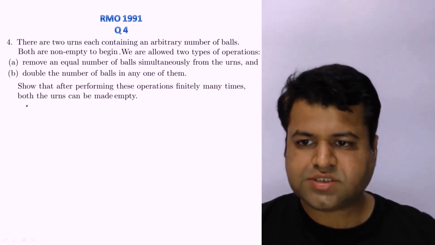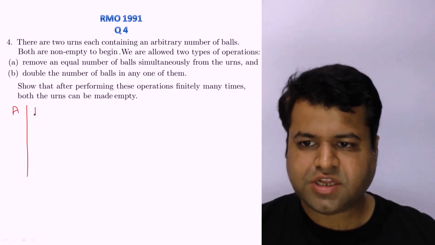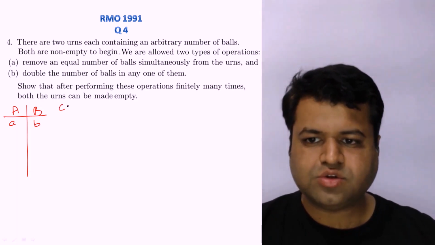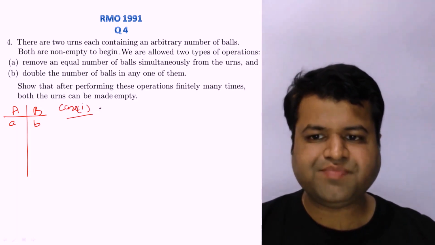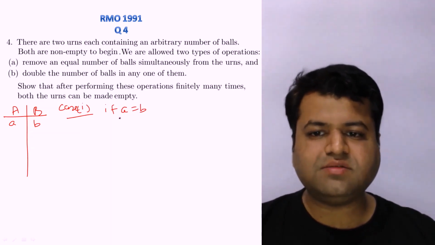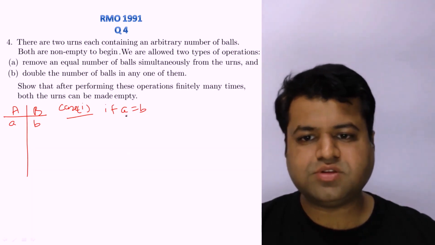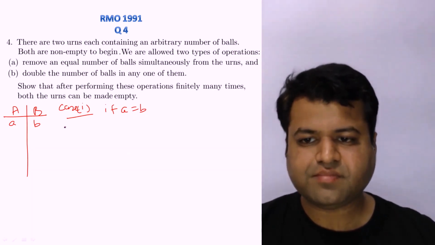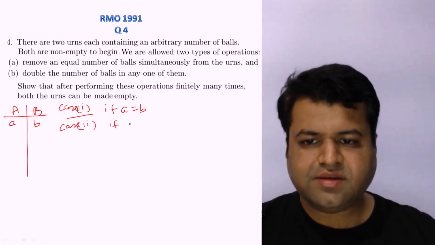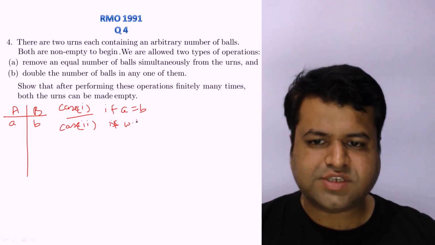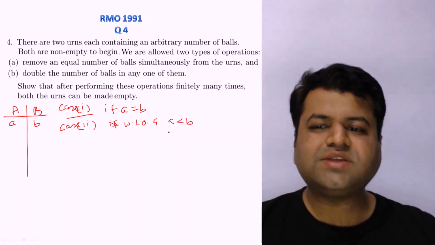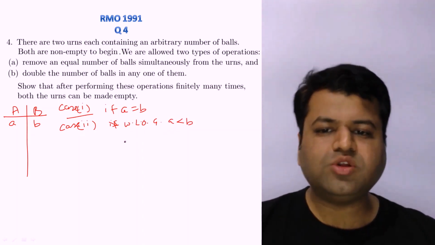Let's say box A has initially A number of balls, and box B has B number of balls, right? So simply there will be 2 cases. Let's say if A is equal to B, then we are done. We'll simply remove all these balls from both the boxes, because the number of balls are the same, right? So let's consider case 2. In this case we can assume without loss of generality that the number of balls in box A is less than B, right? If it is greater than B, we'll simply interchange both the boxes, right?